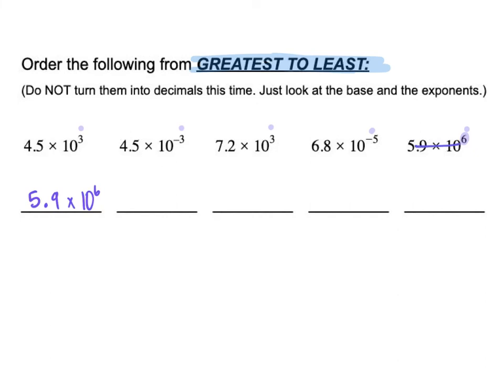All right, now I have exponents of 3, negative 3, and negative 5. Well, the 3's are bigger, so that means I need to determine between 4.5 times 10 to the 3rd and 7.2 times 10 to the 3rd, which one is bigger? Well, with the same exponents then, we need to look at that first value. So 7.2 is greater than 4.5, so 7.2 times 10 to the 3rd is greater than 4.5 times 10 to the 3rd.